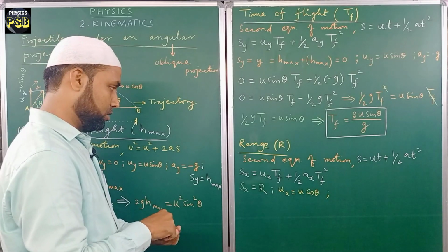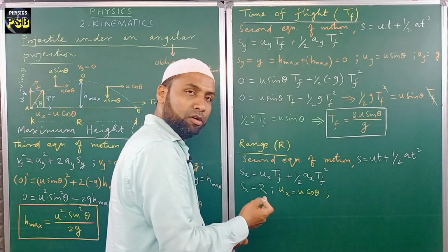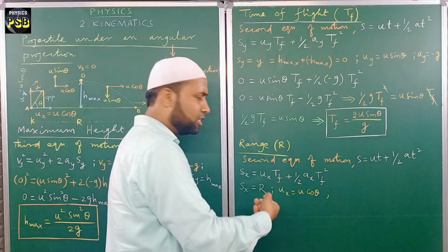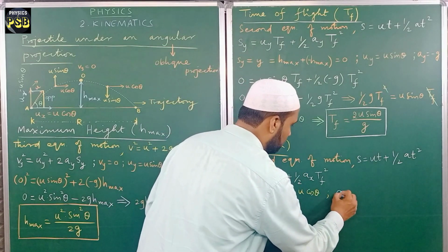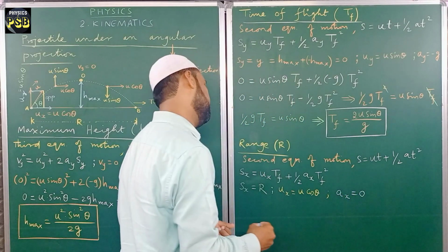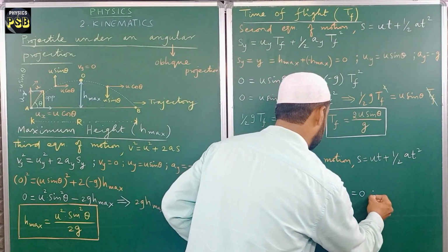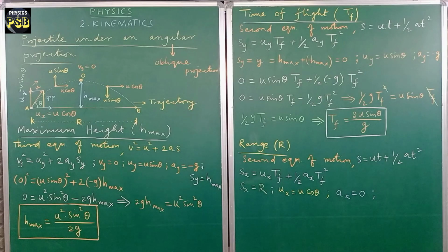Then here we know this velocity along horizontal direction remains the same, so there is no acceleration along the x-axis. That is taken as 0. And we know the value of TF, I'll mention here. The TF is 2u sin theta upon g. All this value I am going to mention in the above equation.